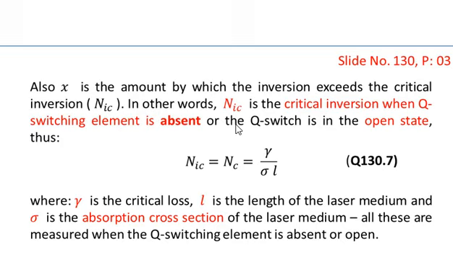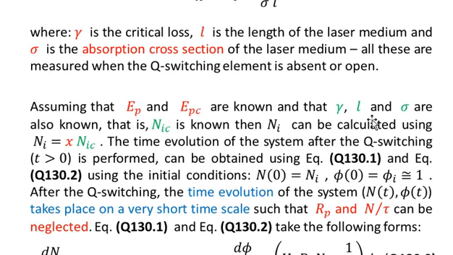and we have linked our NIC parameter with the previous parameter NC, that is, the critical inversion is equal to gamma over sigma times L, where gamma is the critical loss and L is the length of the laser medium. And sigma is the absorption cross section of the laser medium. This could be the stimulated absorption cross section. All these are measured when the Q switching element is absent or open.